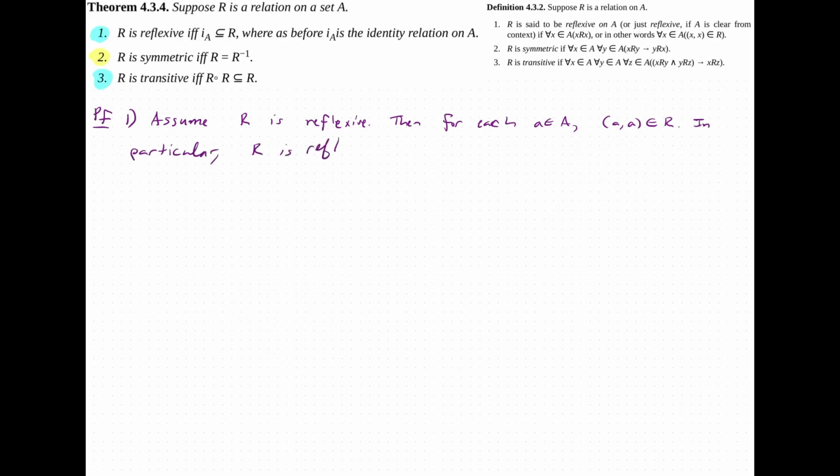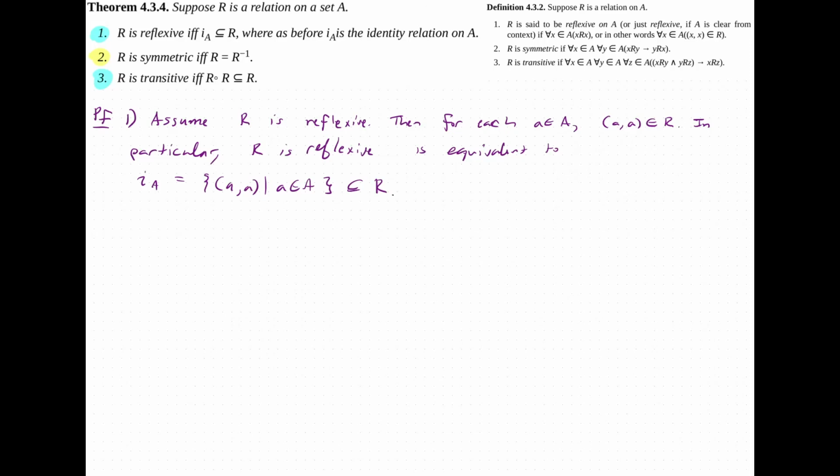So for R is reflexive, assume R is reflexive, then for each a in A, it is the case that a comma a is in R. So in particular, R is reflexive is equivalent to the identity relation I sub A, which we define to be the set of a comma a such that a is in A, is a subset of the relation R. And so we are done with 1.